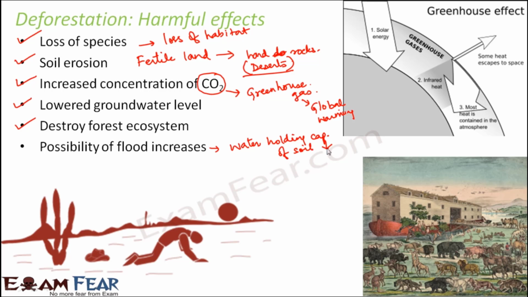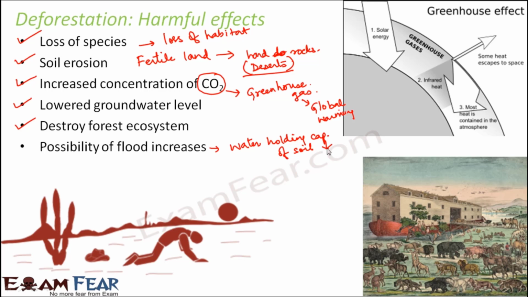Now, when the water holding capacity of soil decreases, what will happen? Whenever there is rainfall, the soil will not be able to hold water. It will not be able to retain water. So, water movement from the soil into the ground will also decrease because the soil is not able to hold enough water. So, what will happen? There will be more water on the surface.